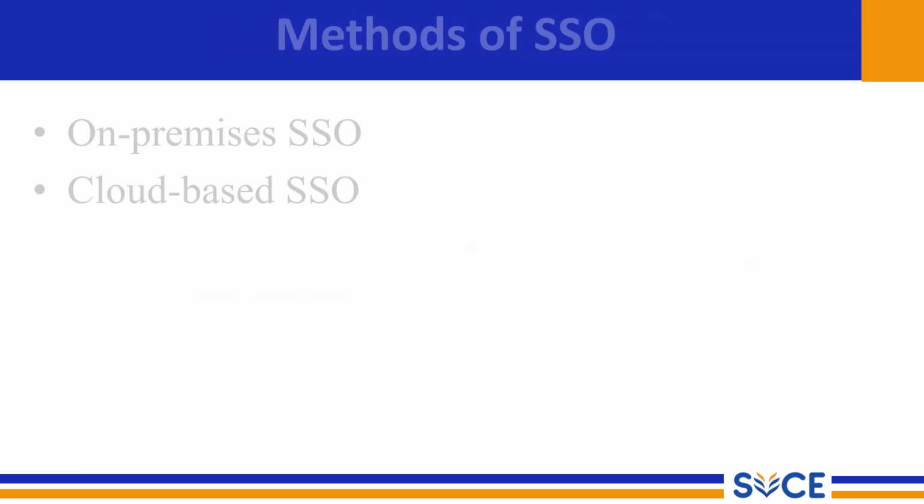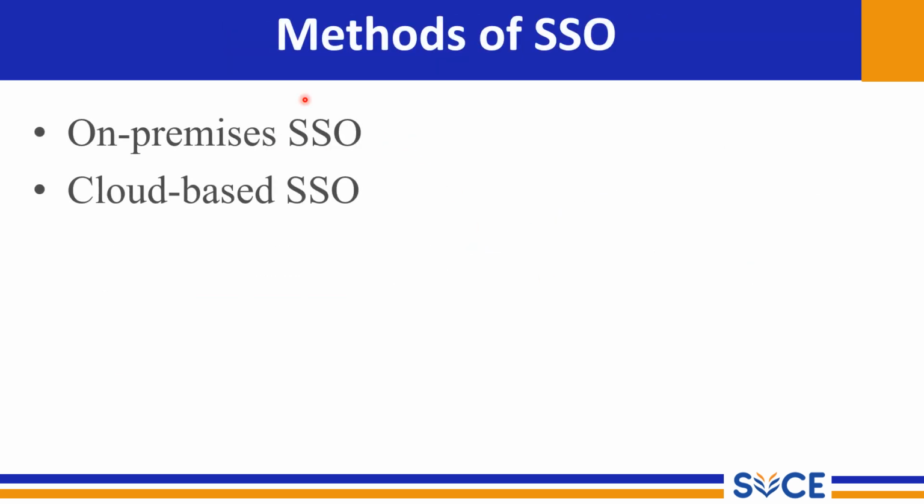So the next topic is methods of SSO. Here there are two ways: on-premise SSO and cloud-based SSO. On-premise SSO means traditional solutions that require the provisioning, configuration, and upkeep of physical servers or virtual machines. Cloud-based SSO is software as a service, fully hosted by the vendor. The customer doesn't have to install, manage, or maintain any type of hardware.